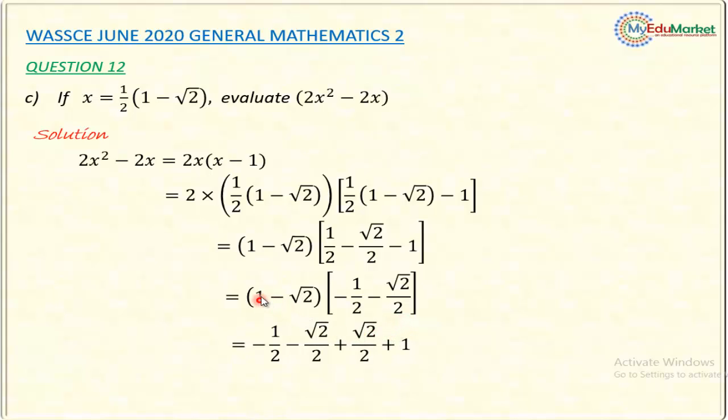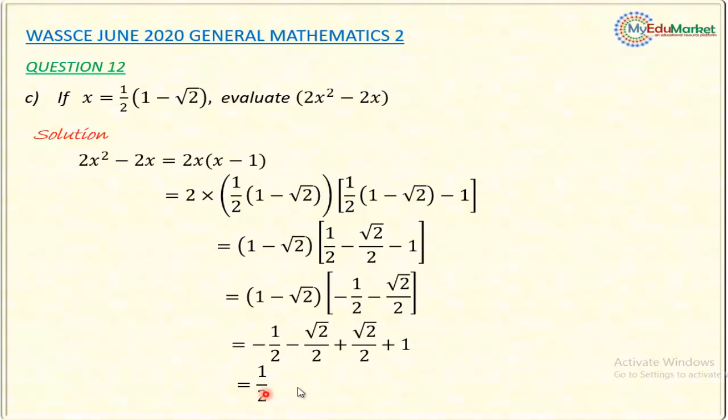So expanding, 1 times minus 1 over 2 is minus 1 over 2, 1 times minus root 2 over 2 is minus root 2 over 2, then I'll take this minus root 2 times minus 1 over 2, which is now going to be positive root 2 over 2, and minus root 2 times minus root 2 all over 2 is going to be 1. But how do I get 1? Minus root 2 times minus root 2 will simply be positive 2 over 2, and 2 over 2 is nothing but 1.